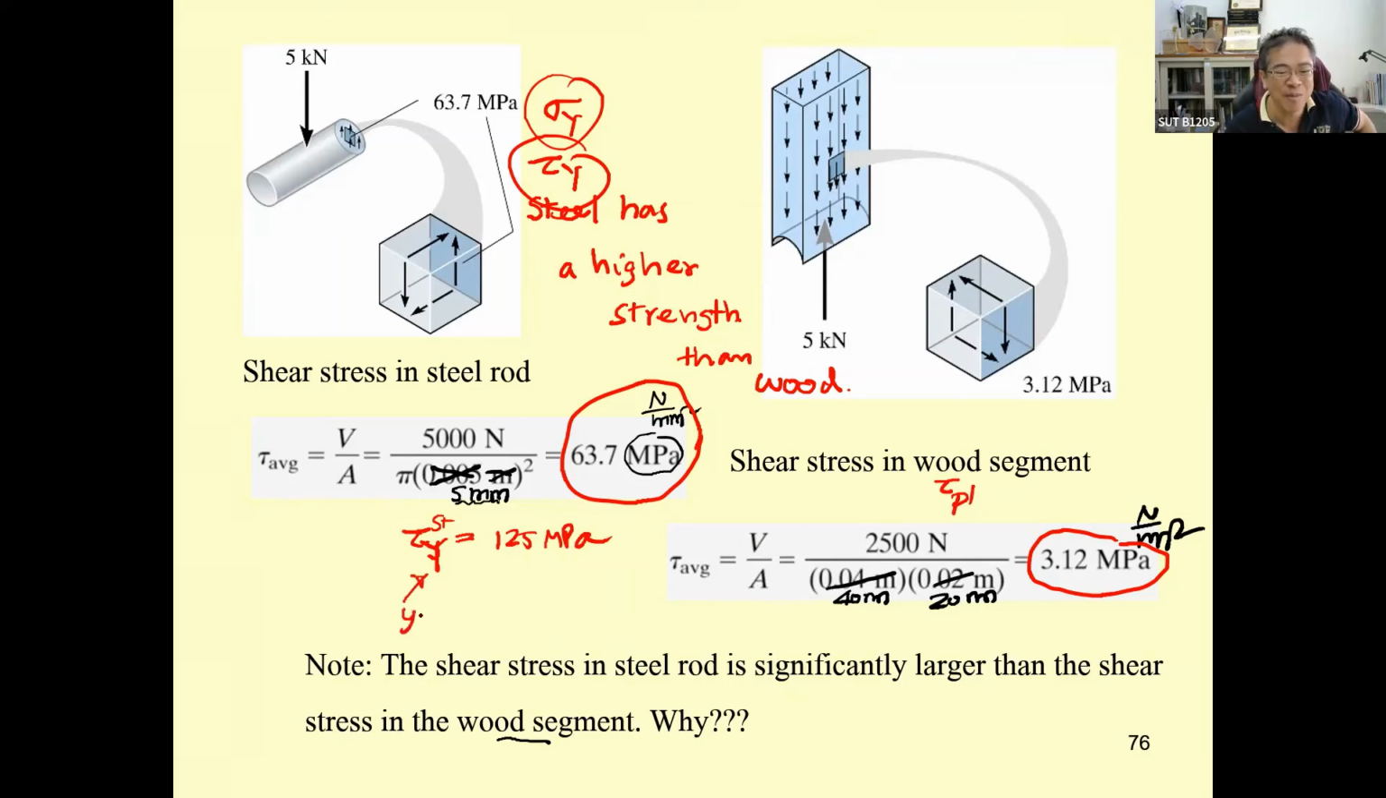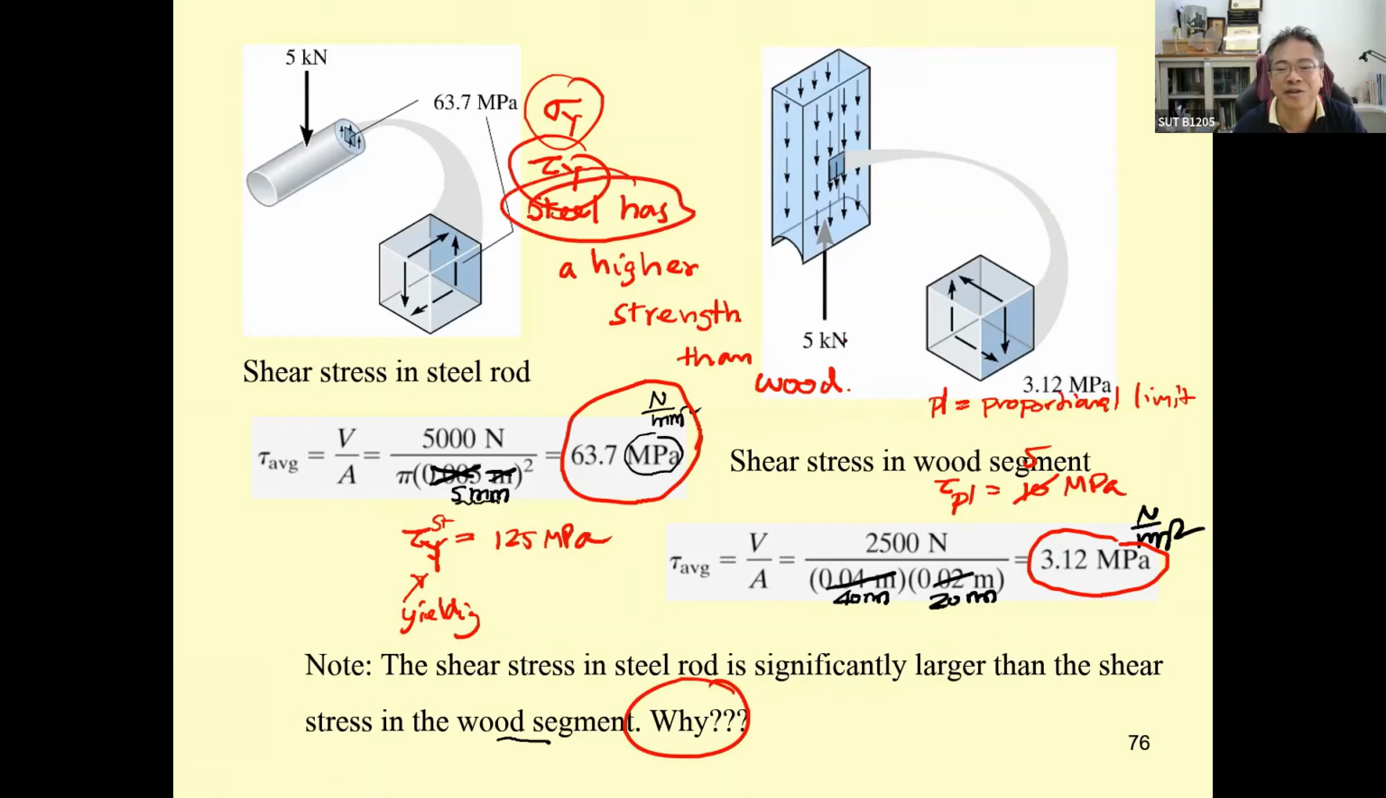That why is come from yielding. Let me put it over here first. PL is come from proportional limit. That is a terminology definition of the material property of the wood. And this is usually just 10 megapascal, or sometimes it's only 5 megapascal, depending on type of wood. Some may be teak, some may be parawood, different. It depends on the type of wood. But why? Because usually steel has the higher strength than the wood.